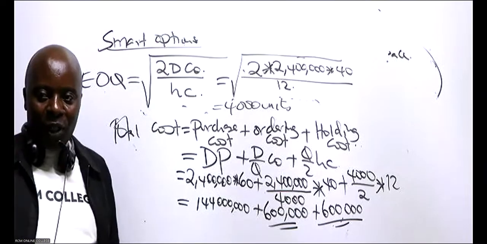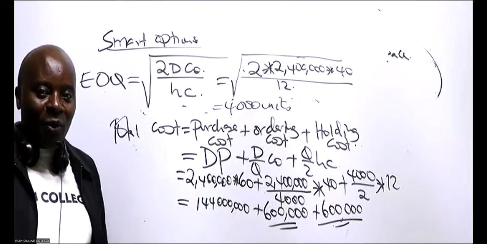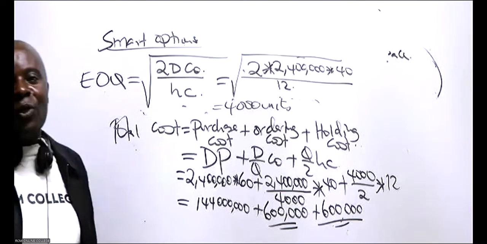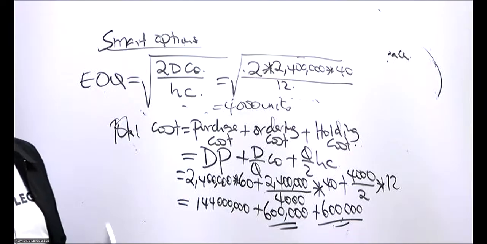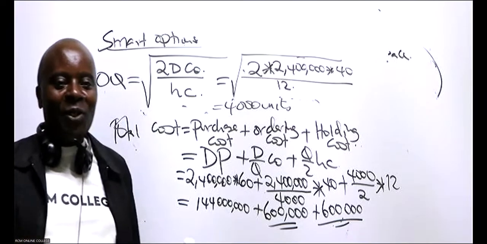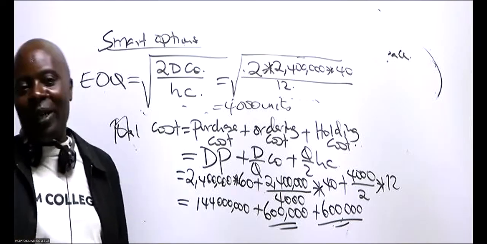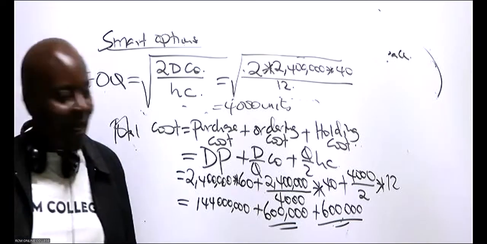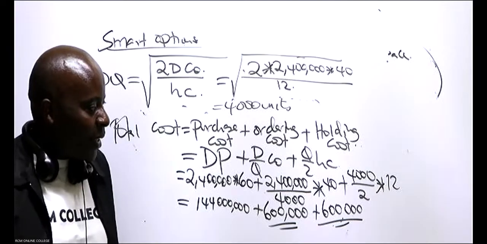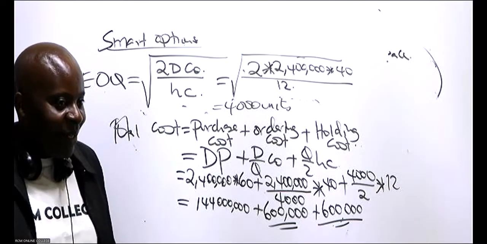Because at EOQ, ordering cost must be equal to holding cost. There are questions that you can even mark for yourself in an exam. You can just finish, and if you find that they are not the same, take a red pen and put a wrong to make the work of the examiner easier. Somebody is saying that this is wrong, right? You are sure?